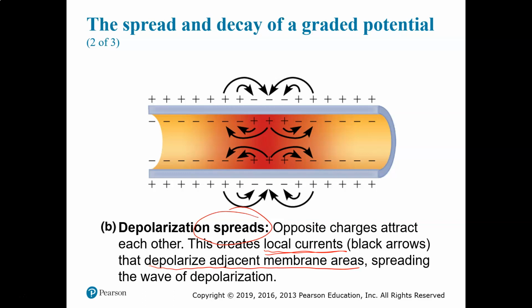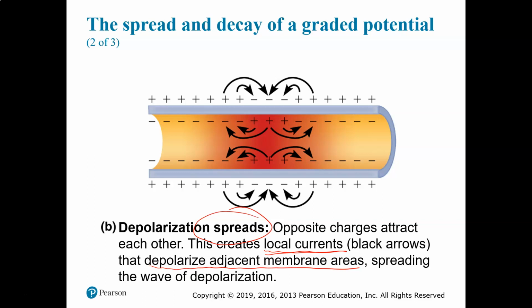Graded potentials, the thing about graded is they can be different numbers. An action potential has a peak of +30, but you've got to have a depolarization to -55 to get an action potential.